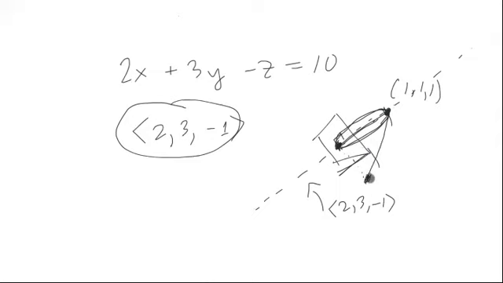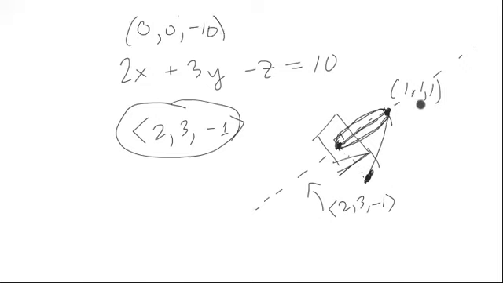Okay, so we need to find a point that's on the plane though. How do we find a point on the plane? Just make it really easy on ourselves. Let's just plug in x is 0, y is 0. What does z have to be so we're on the plane? Well, we had 0 plus 0, so z would have to be negative 10. That is a point on the plane.